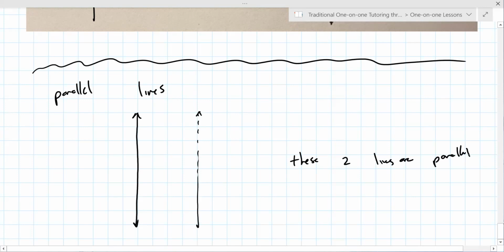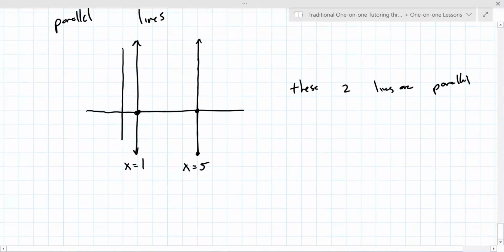Okay, so now let me put in an axis here. So let's say this line is x equals 1. This line over here to the right is x equals 5. Why is this line x equals 5? 1, 2, 3, 4, 5, right there, and that's x equals 1. What does x equals 1 mean in words, and what about x equals 5? So this means x is always 1. And this is x is always 5.